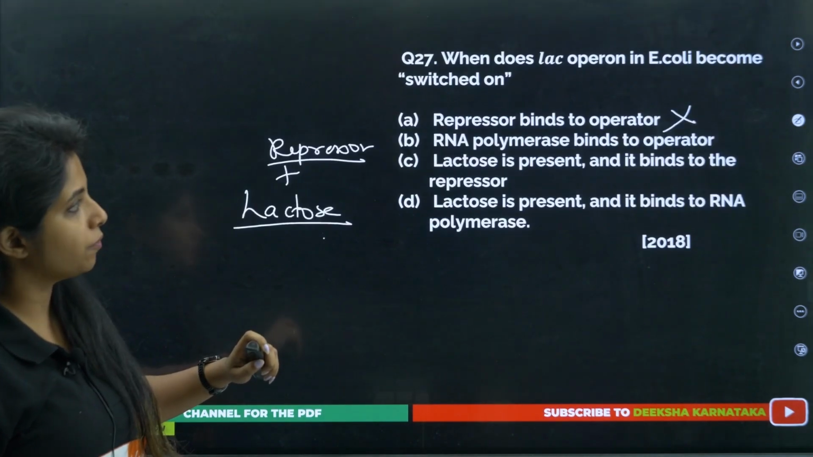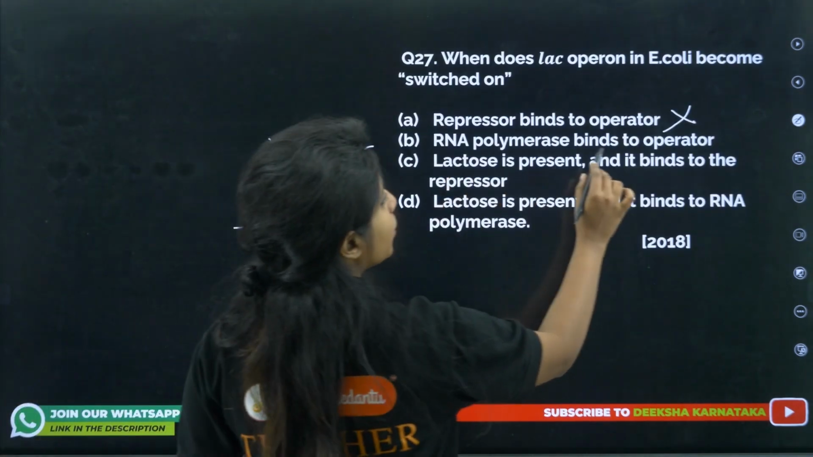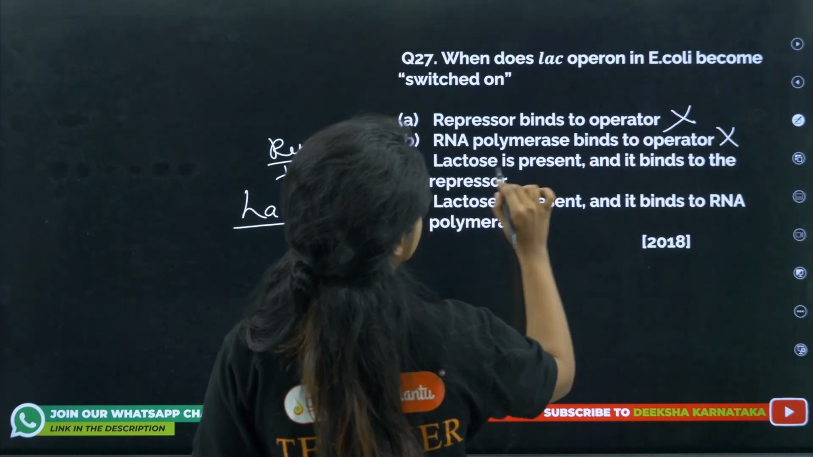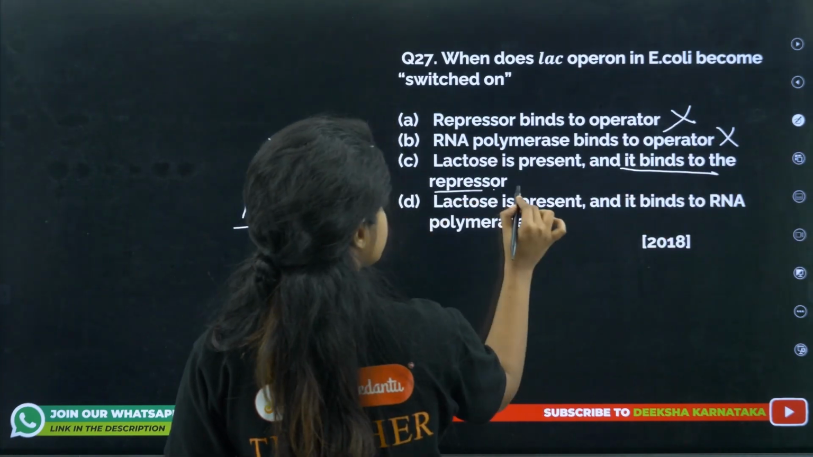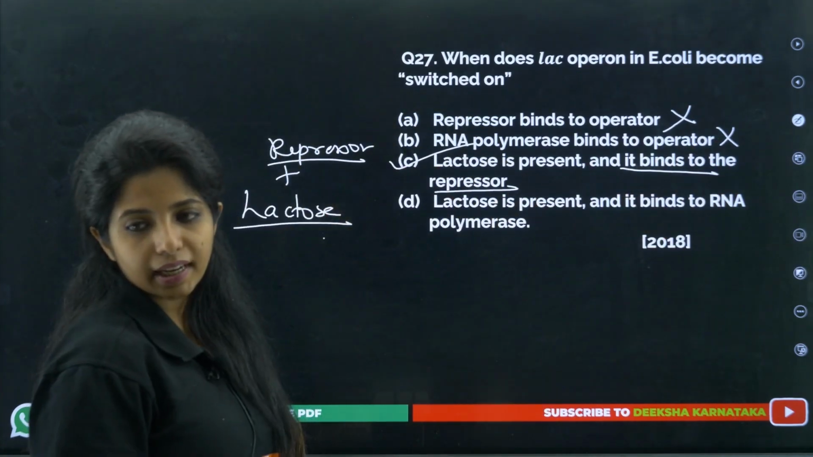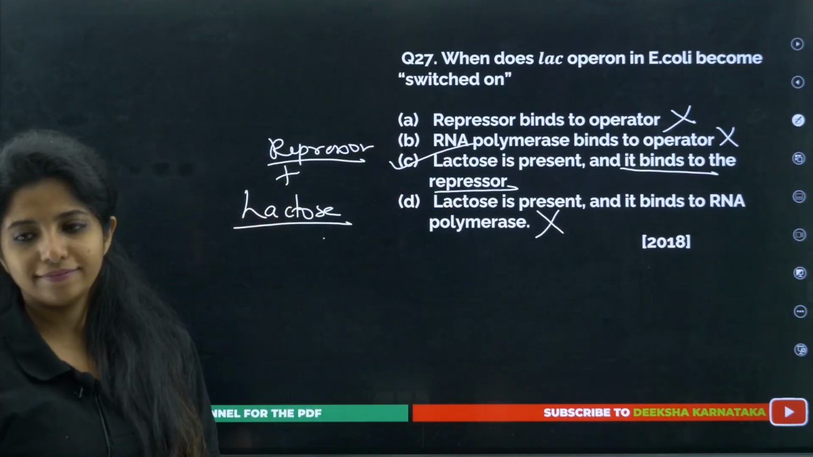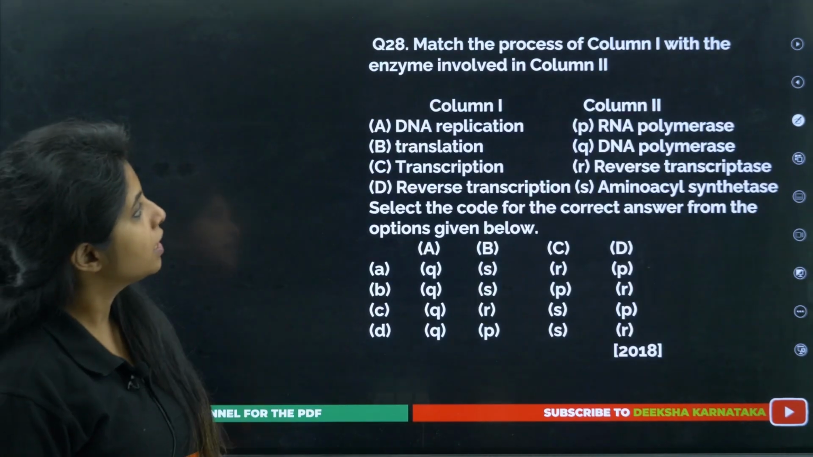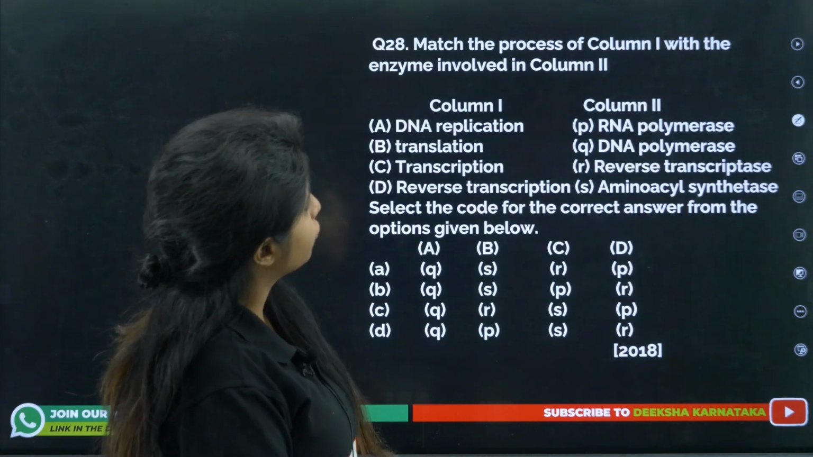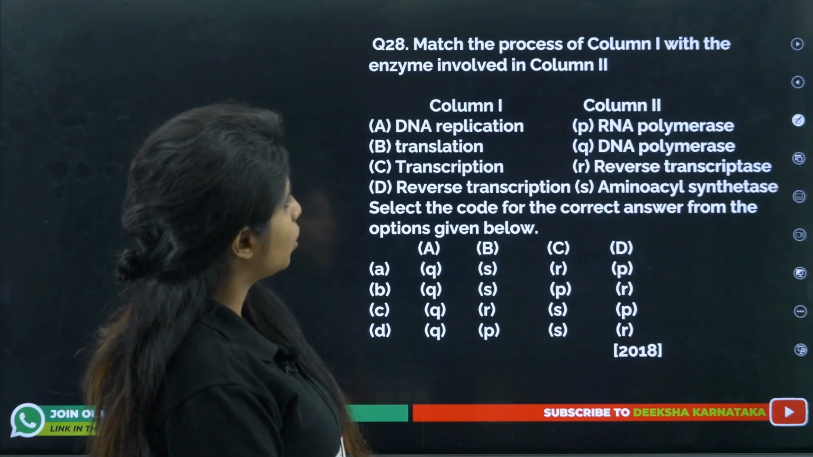Thank you, question, for making me remind this. Now, RNA polymerase binds to the operator? No, my dear children, lactose is present and binds to the repressor. Okay, lactose is present, does it bind to the RNA polymerase? No, children. This is the correct answer. Works? Next question. Match the process of column 1 with the enzyme involved in column 2.